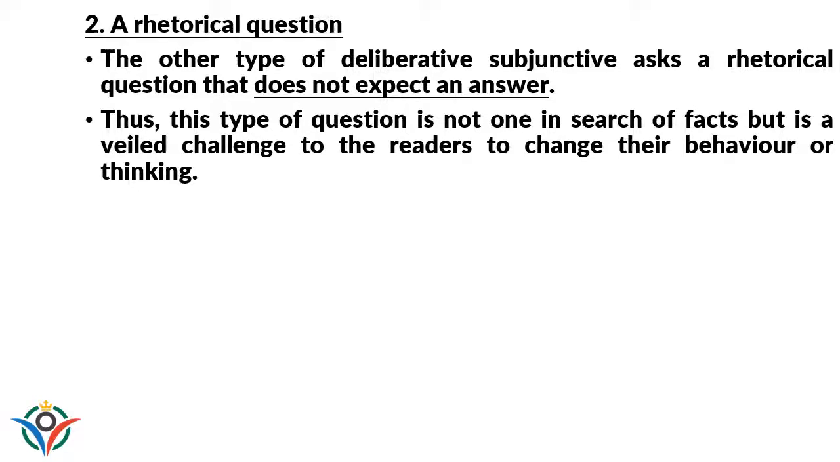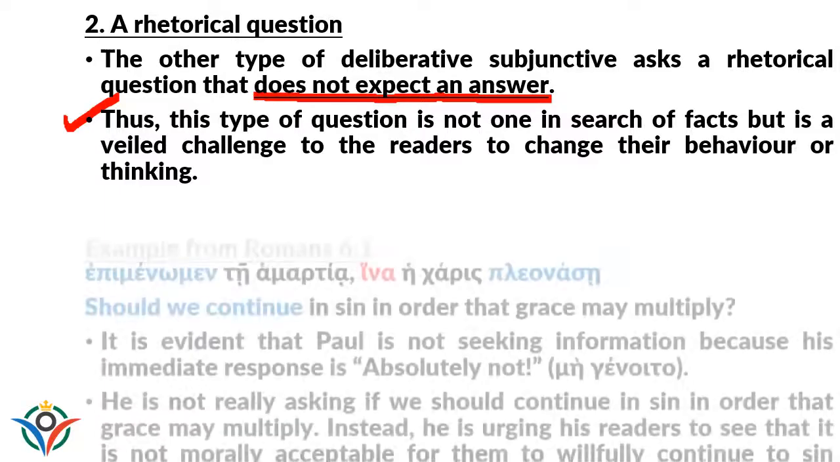Now, on the other hand, the deliberative subjunctive can also ask a rhetorical question. And a rhetorical question is one that does not expect an answer. This is why an author would use a rhetorical question, because this type of question is not one in search of facts, but is a veiled challenge to the readers to change their behavior or thinking. So it's a really powerful way to get an audience to think about their current behavior or thinking, and they are being challenged to change whatever they might be doing wrong.